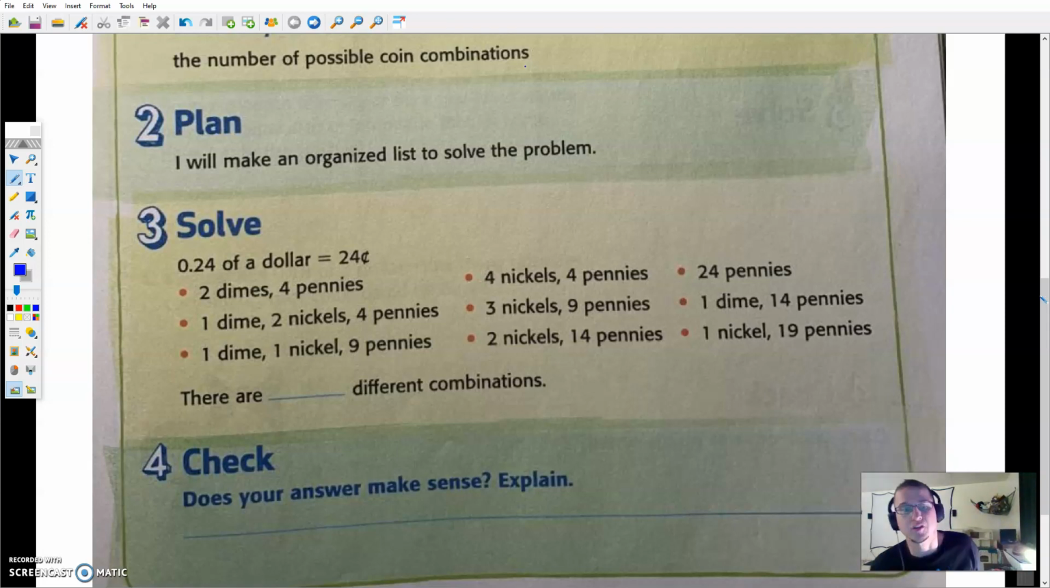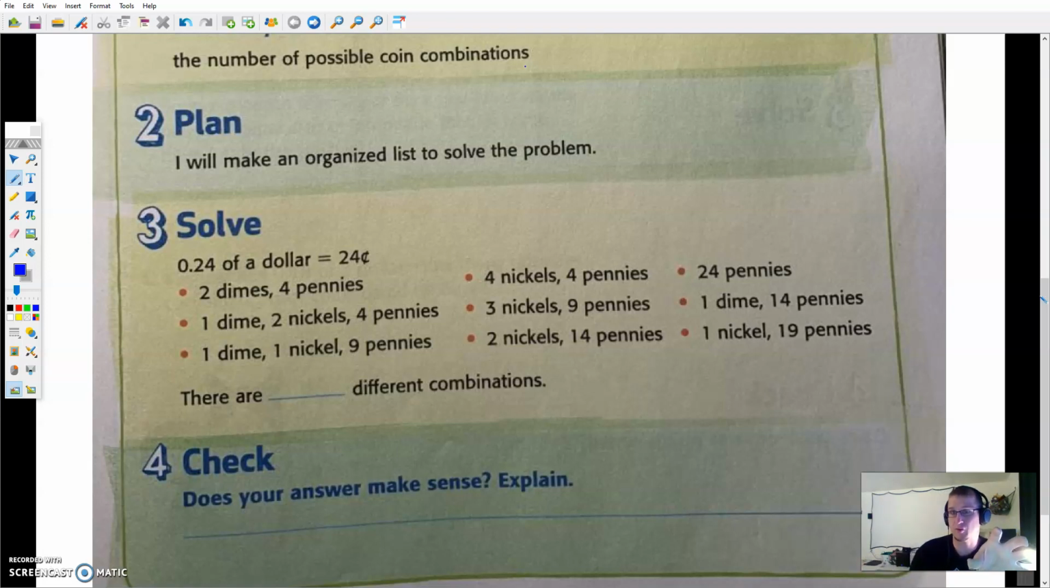So we've got 2 dimes and 4 pennies. So 20 and then 4. 2 nickels equals a dime, so a dime, 2 nickels, 4 pennies. A dime, a nickel, and 9 pennies, so we took one of those nickels and broke it apart into 5 pennies. So that's 10, 15, and then 24. 4 nickels is 20 cents and 4 pennies. 3 nickels is 15. 15 plus 9 is 24. 2 nickels is 10 plus 14.